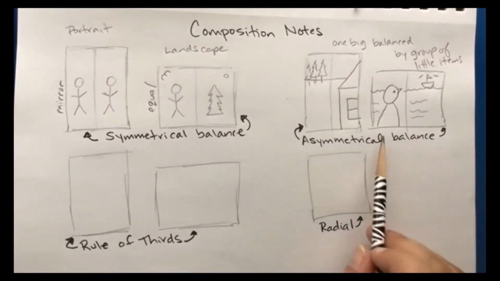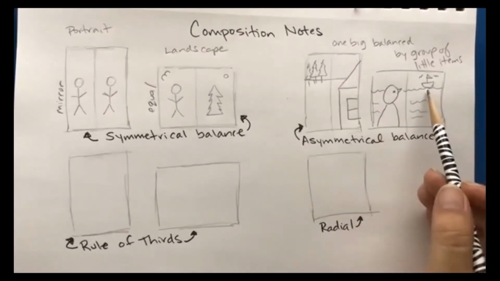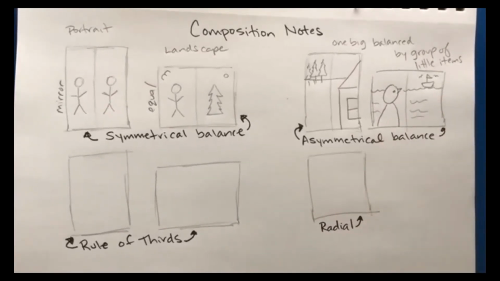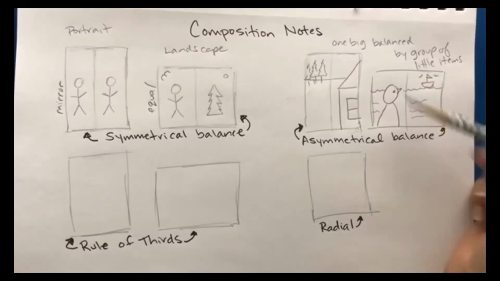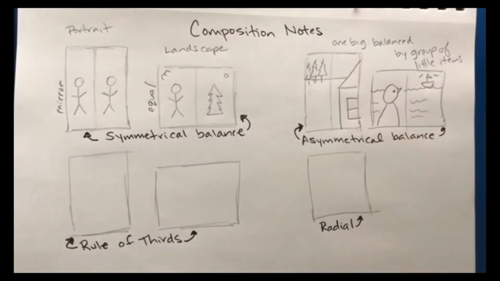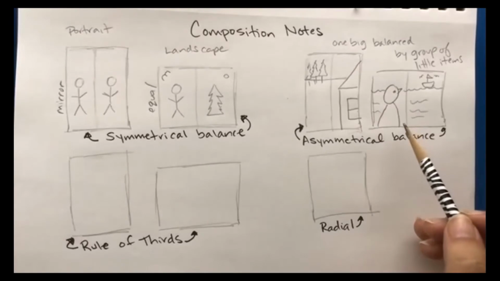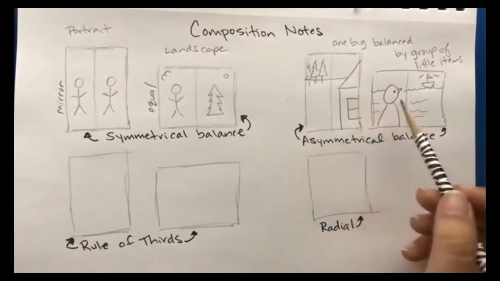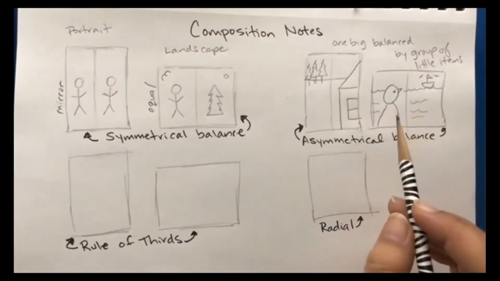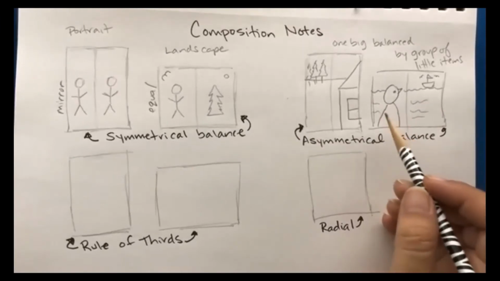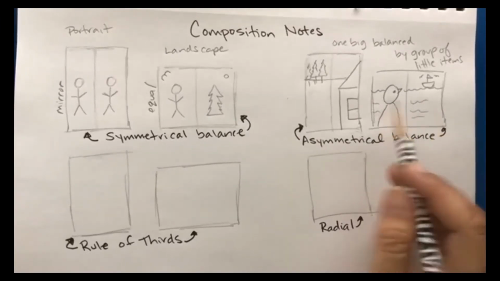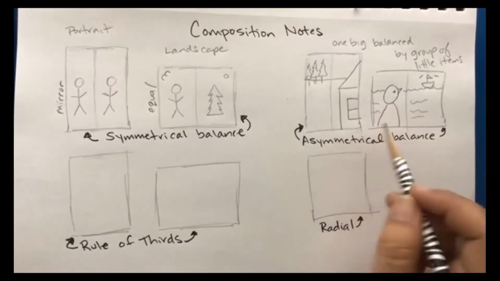Okay, so one big thing balanced by something small. Now, the line that I drew down the middle, you can do that when you're doing your sketches, because it doesn't really matter to me right now. This is what a sketch would look like. It's not very detailed. The people don't have a lot of details to them. So this is really what a sketch looks like. And we'll talk more about this later.